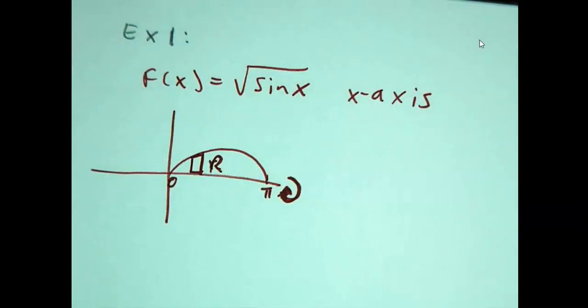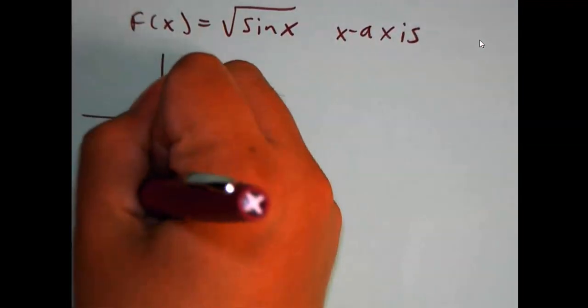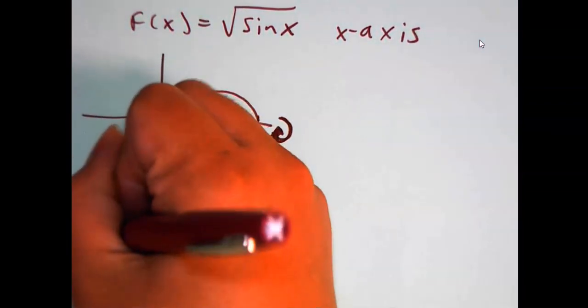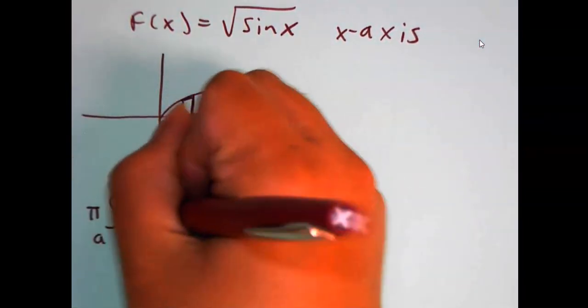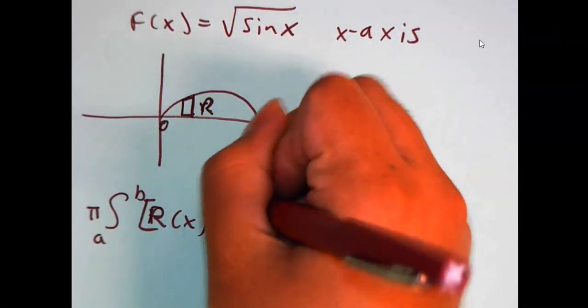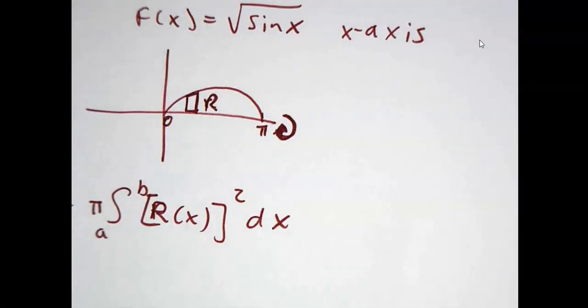I think they use a capital R for the radius. So what are we going to do as our integral? The volume is going to be equal to pi, integral from a to b, of the radius, the function, squared, dx. That's given to us. That's what we're going to need to do.